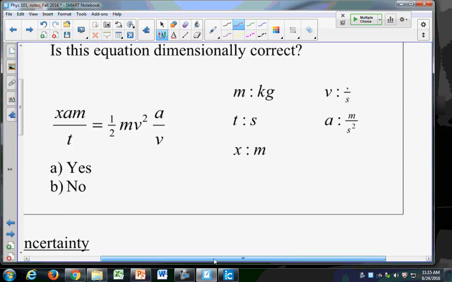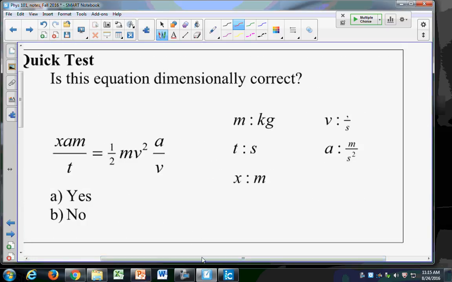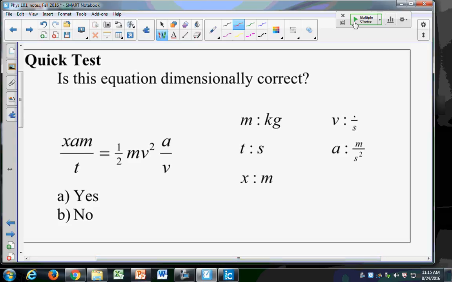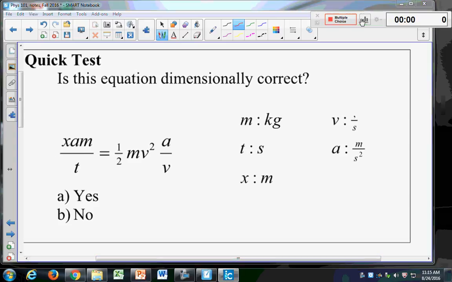It's a quick test. Here we have this equation. It was kind of complicated. But I want you to tell me, is this equation dimensionally correct? That is, do the units on this side, x, a, m over t, equal the units on this side, 1/2 mv squared a over b? Are those units all the same? And then I give you the units over here for each of those variables. Is it dimensionally correct or not?